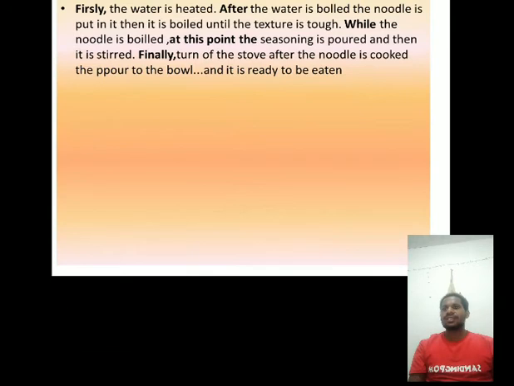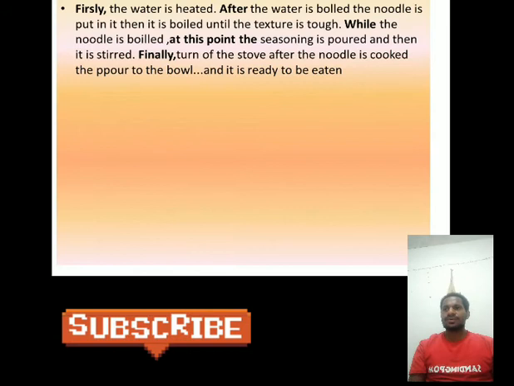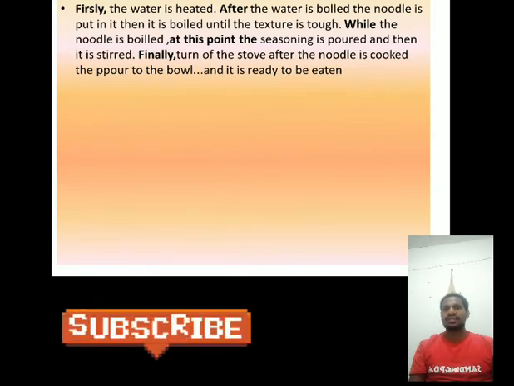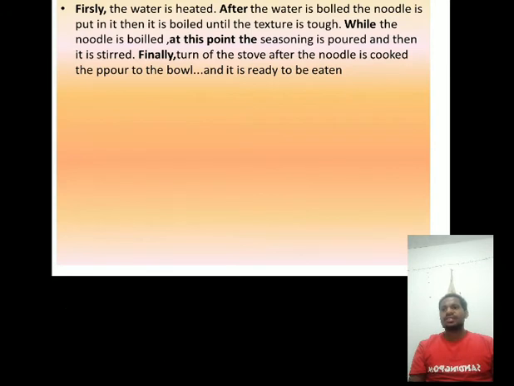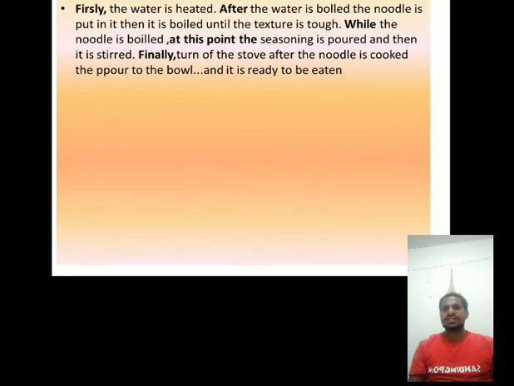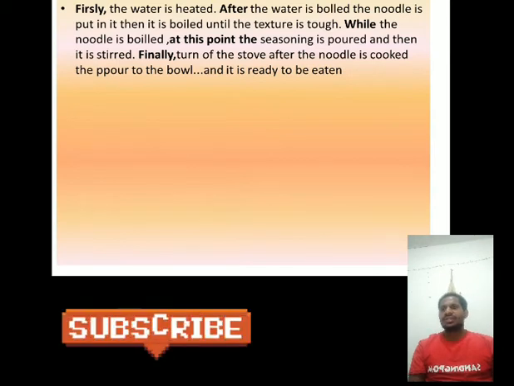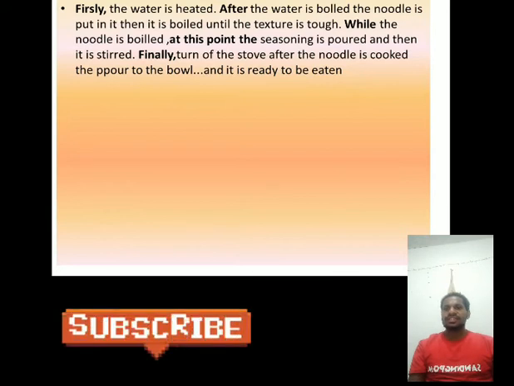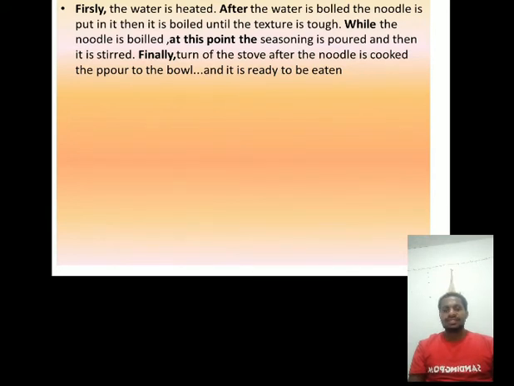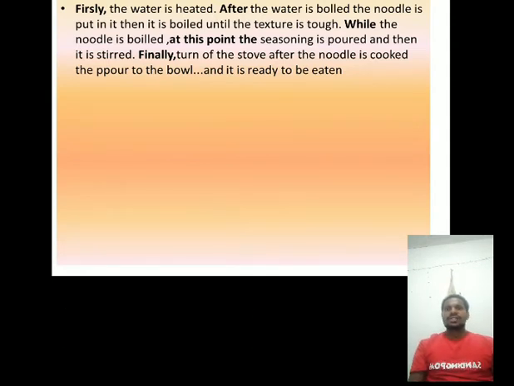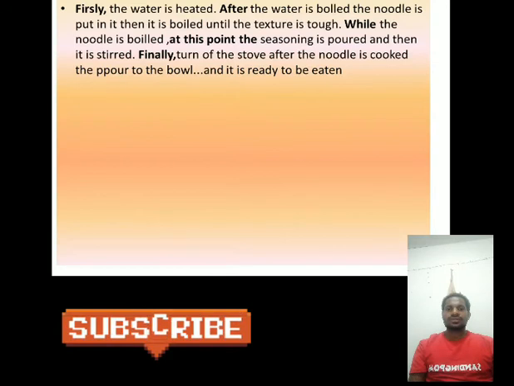Firstly, the water is heated. After the water is boiled, the noodle is put in, then it is boiled until the texture is taut. While the noodle is boiled, at this point the seasoning is poured and it is stirred. Finally, turn off the stove after the noodle is cooked. Then pour to the bowl, and it is ready to be eaten.